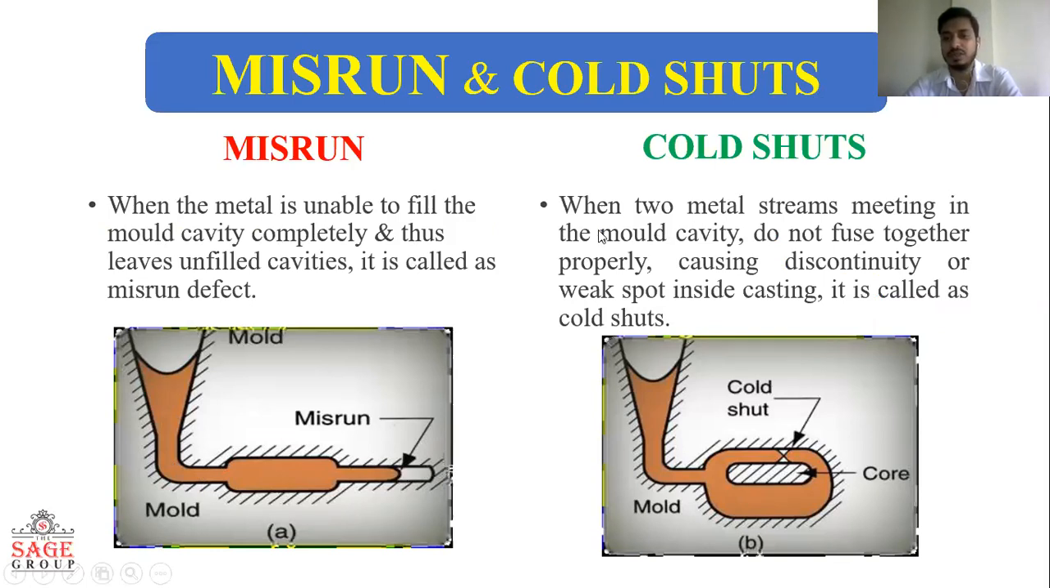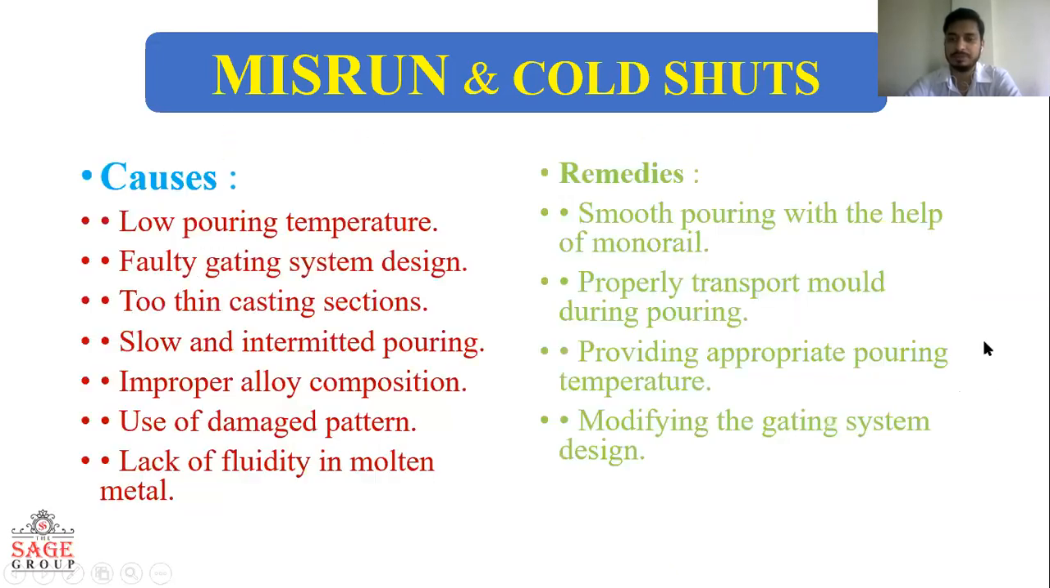And what is the cold shut? When the two metal streams meeting in a mold cavity do not fuse together properly, causing discontinuity or a weak spot inside the casting, it is called a cold shut. Right. So this is the diagram where the two streams meeting in the mold cavity are not fused together. So this type of defect is called a cold shut, and this is a misrun.